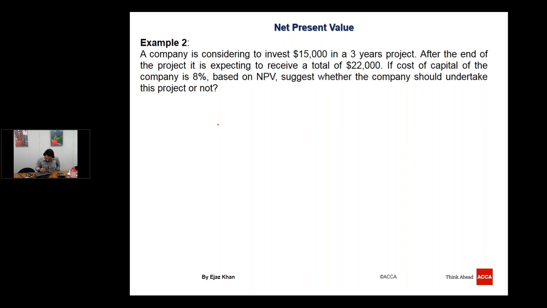Let's calculate it. First of all, we need to find out the present value of cash inflows. The cash inflows are $22,000. The required return will be equal to the cost of capital, that is 8%, 0.08. And since the project is of 3 years, we'll write it minus 3. And may I know the present value?